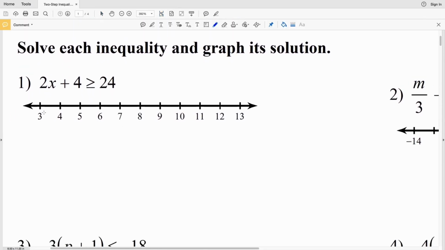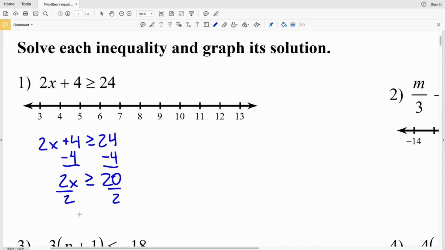Number 1. Just like when solving two-step equations, there are different steps that you can take. We're going to have 2x plus 4 is greater than or equal to 24. We need to isolate this x, and we're going to start by subtracting the 4 from both sides to get the term that has the x in it all by itself. That'll leave us with 2x is greater than or equal to 20. Now, all we need to do is divide by 2 to get that x is greater than or equal to 10.